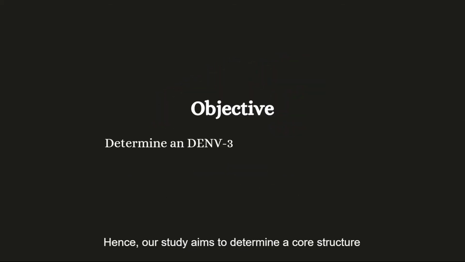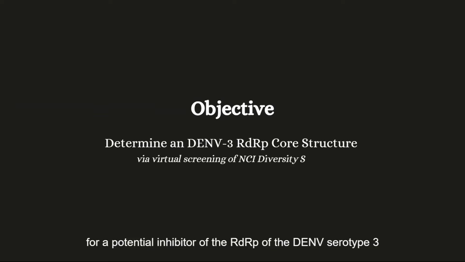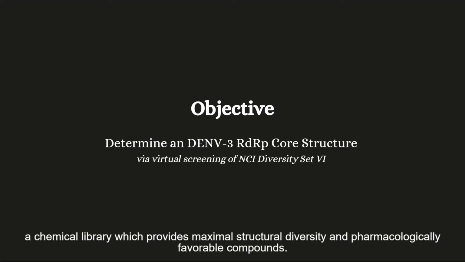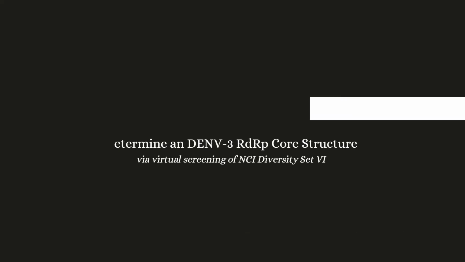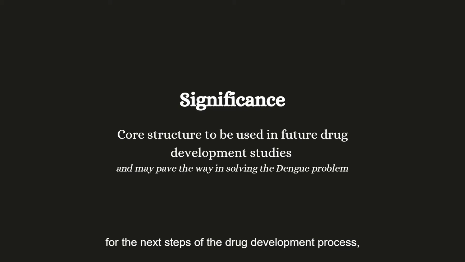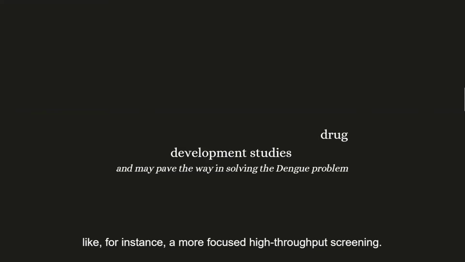Hence, our study aims to determine a core structure for a potential inhibitor of the RdRp of the DENV serotype 3 through the virtual screening of the National Cancer Institute Diversity Set 6, a chemical library which provides maximal structural diversity and pharmacologically favorable compounds. The outcome of the study may become a foundation for the next steps of the drug development process, like, for instance, a more focused high-throughput screening.